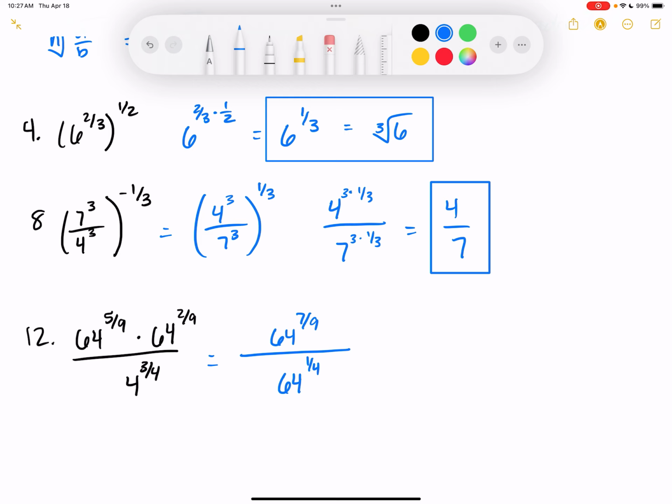And now I need to look at reducing this. So how would I do that? Good. 64 to the 7/9 over 64 to the 1/4. Multiply both sides? Not exactly. Thanks, Joshua.